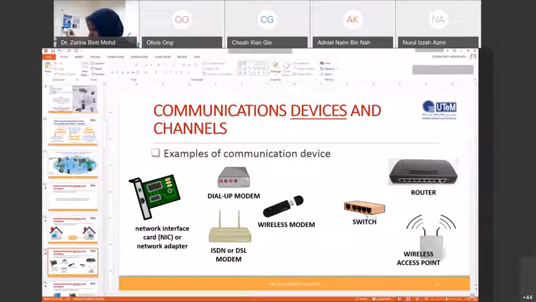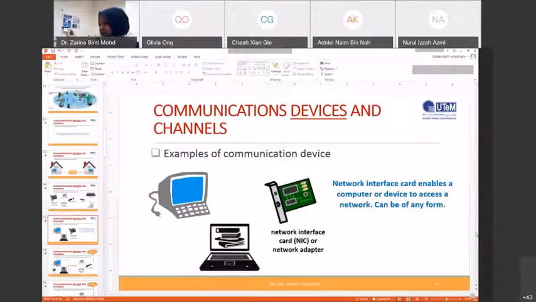And then we have switch, router, and wireless access point, and then we have other communication devices as well. We will look into these one by one later in this part. Let's take a look at the first one, network interface card or network adapter.